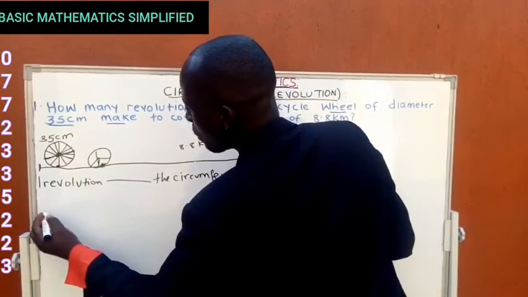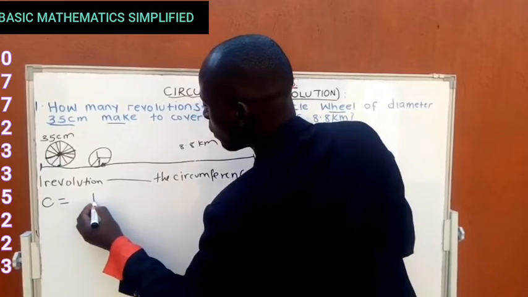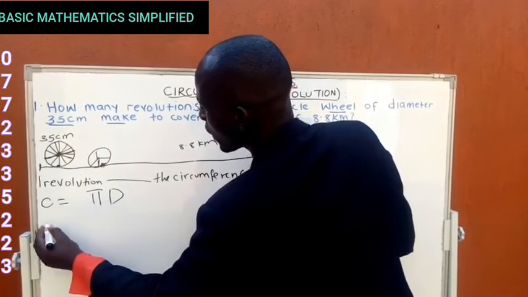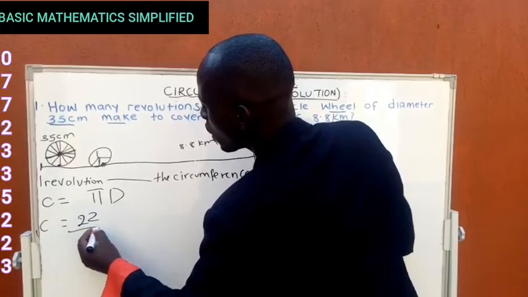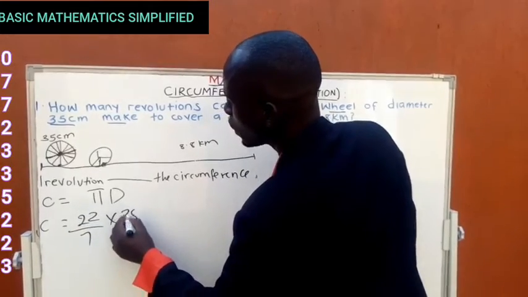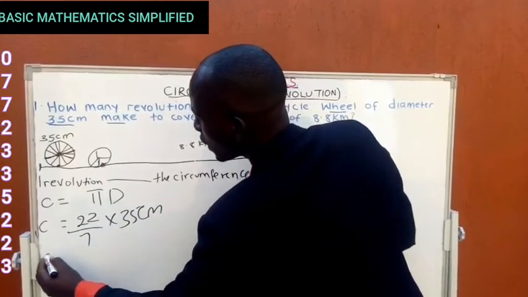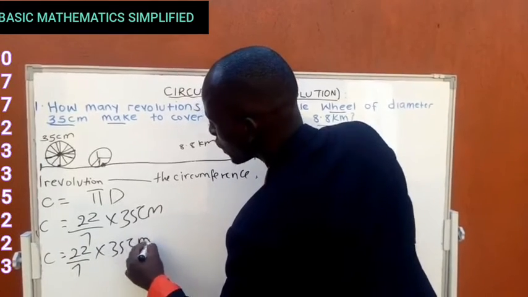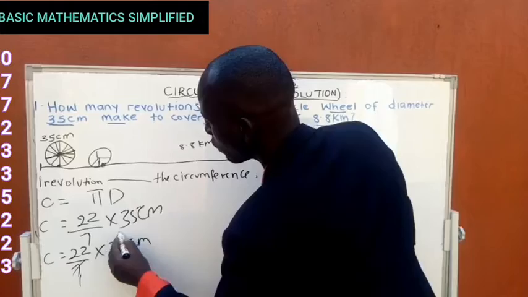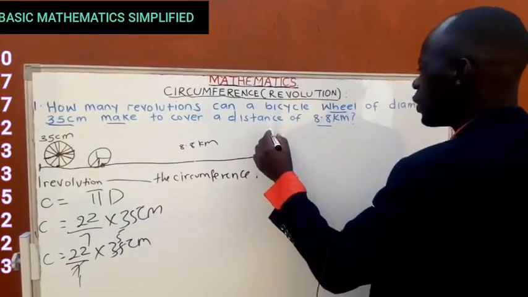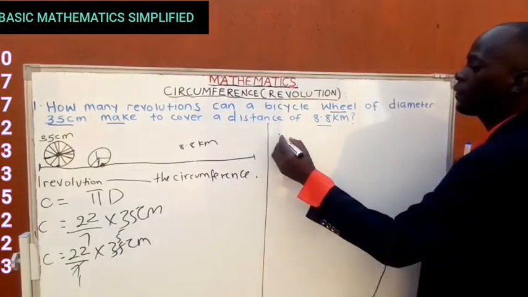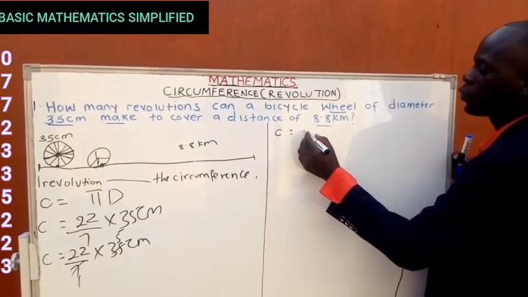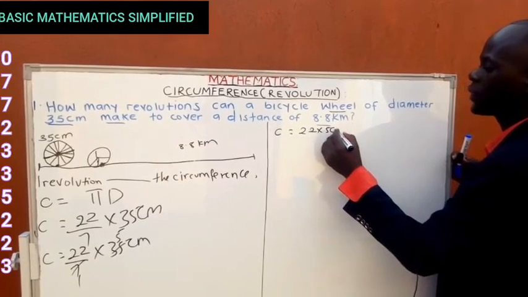So given the diameter, remember, circumference is given by pi d. Circumference is 22 over 7 times the diameter, which is 35 centimeters. Circumference is 22 over 7 times 35 centimeters; 35 divided by 7 is 5. So when you multiply here, you will have circumference giving us 22 times 5 centimeters.